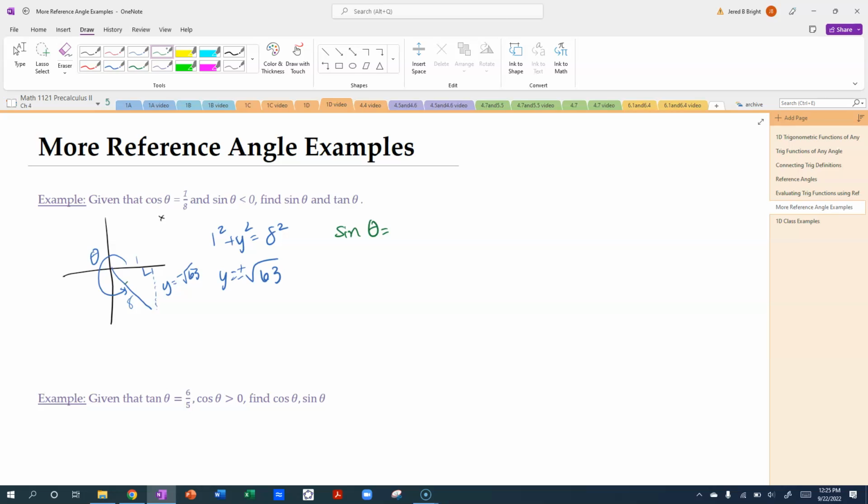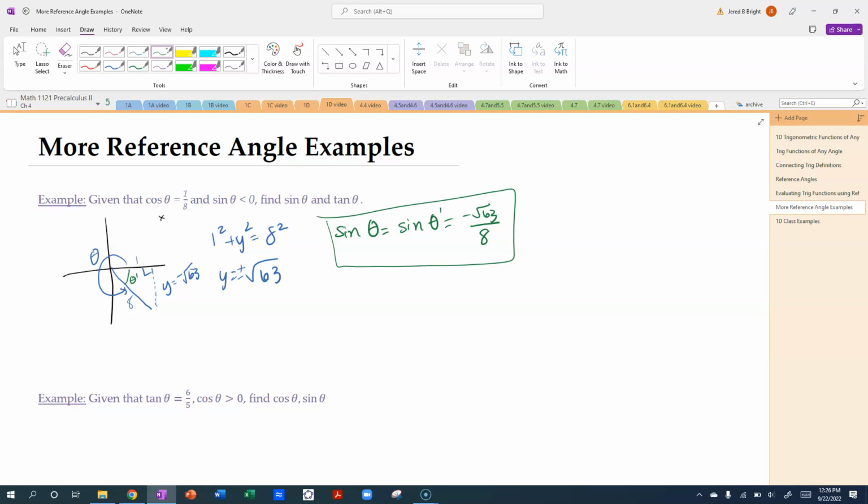Okay, and then with that, I can just say, well, sine of theta. Technically, again, I'm doing theta prime, but sine of theta is equal to sine of theta prime. These things are equal as long as you incorporate the sign. So this is equal to the y value, so negative square root of 63 all over 8. Okay, so there we have sine.